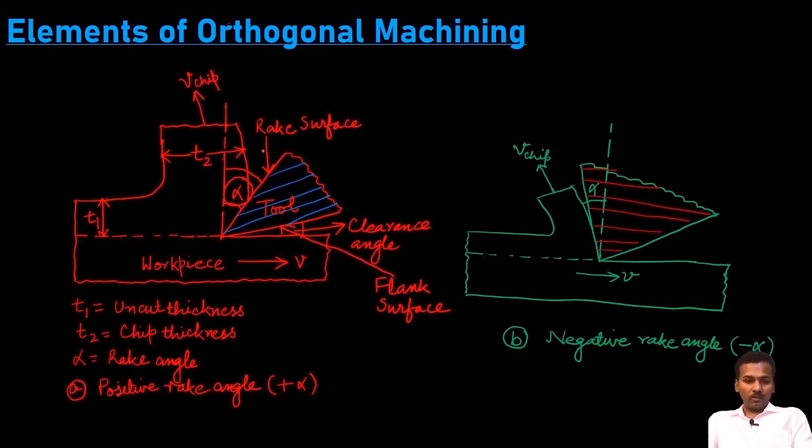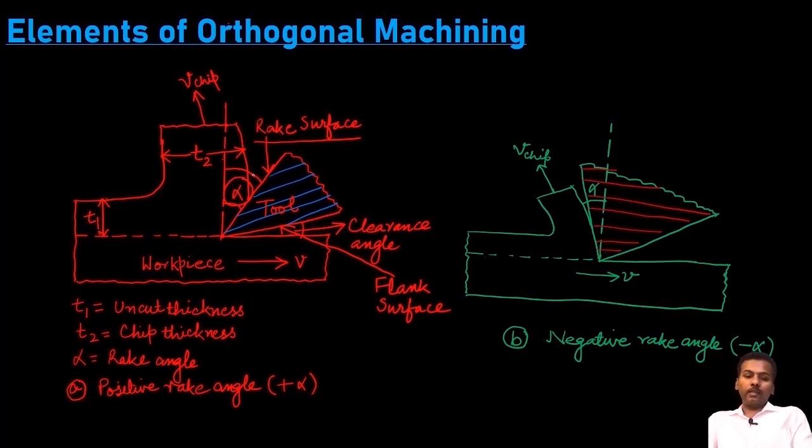This is the first point. Second point, as the rake angle increases, the cutting force decreases, and when the cutting force decreases, the power consumption decreases. That is why this is important in the orthogonal machining process. So this is the rake angle.